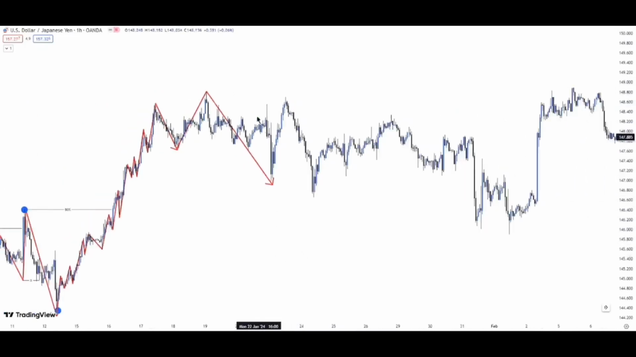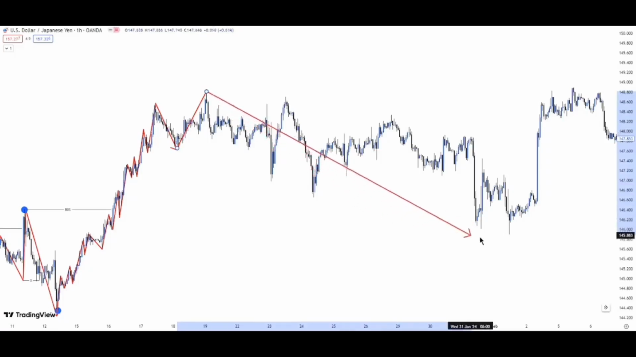Can you see it? This is one pullback, guys, from this high here. This is one pullback until price takes out this high. All right, this is one pullback. Where is the lowest low? Here.